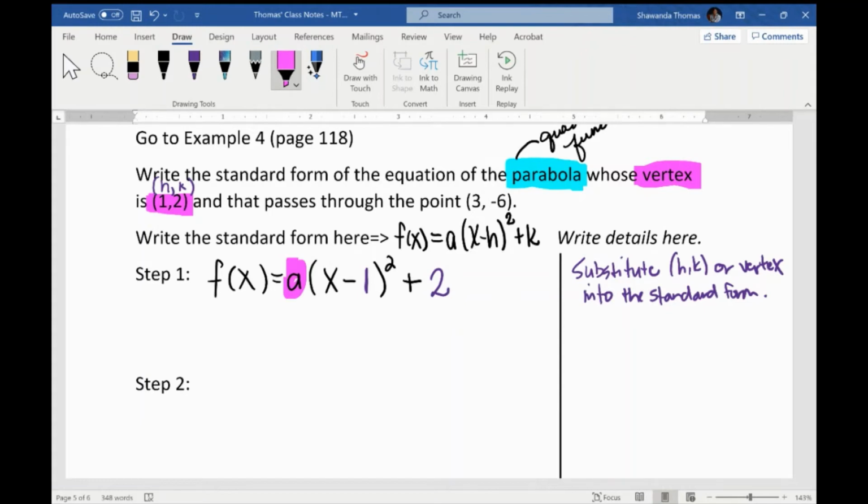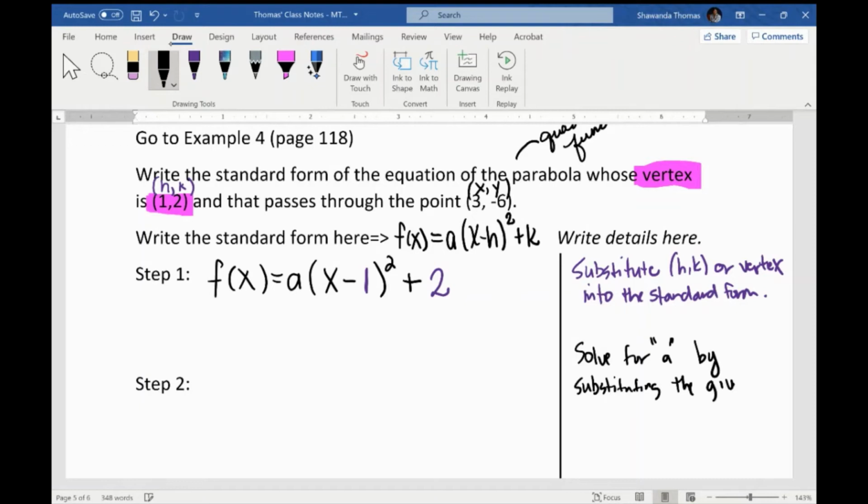So what we're going to do is use the information that they gave us to solve for a. What other piece of information did they give us? The point 3 comma negative 6. Yes. Now, 3, negative 6, what letters or variables do they normally represent in math? x, y. Nice, very nice. So what we're going to do is solve for a by substituting the given point into step 1.